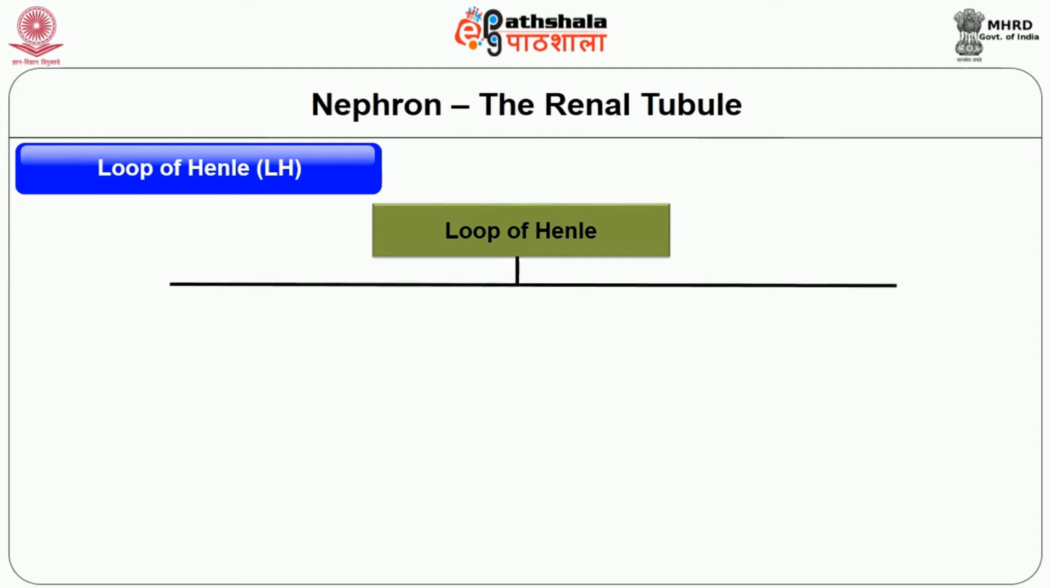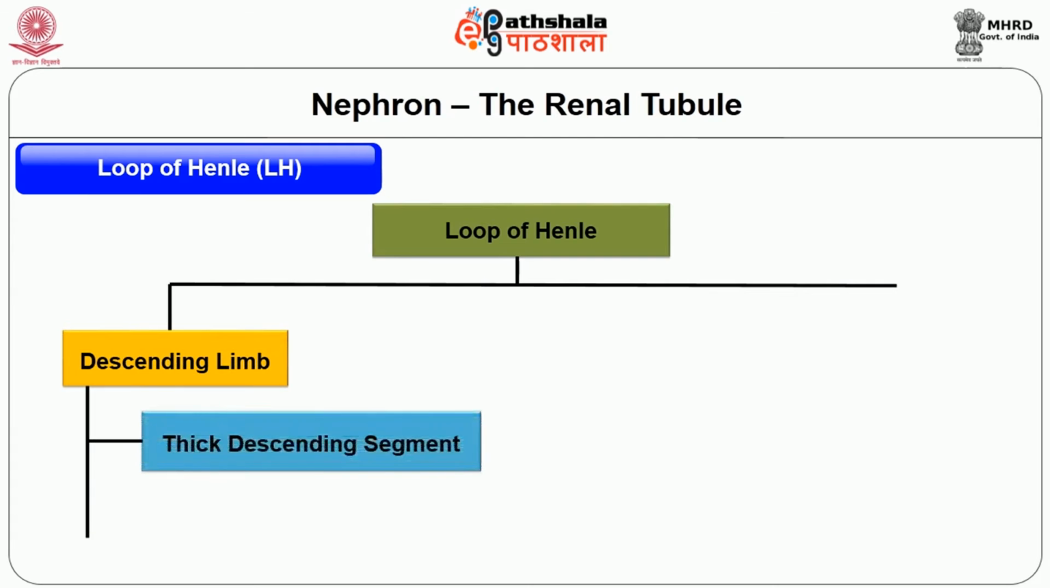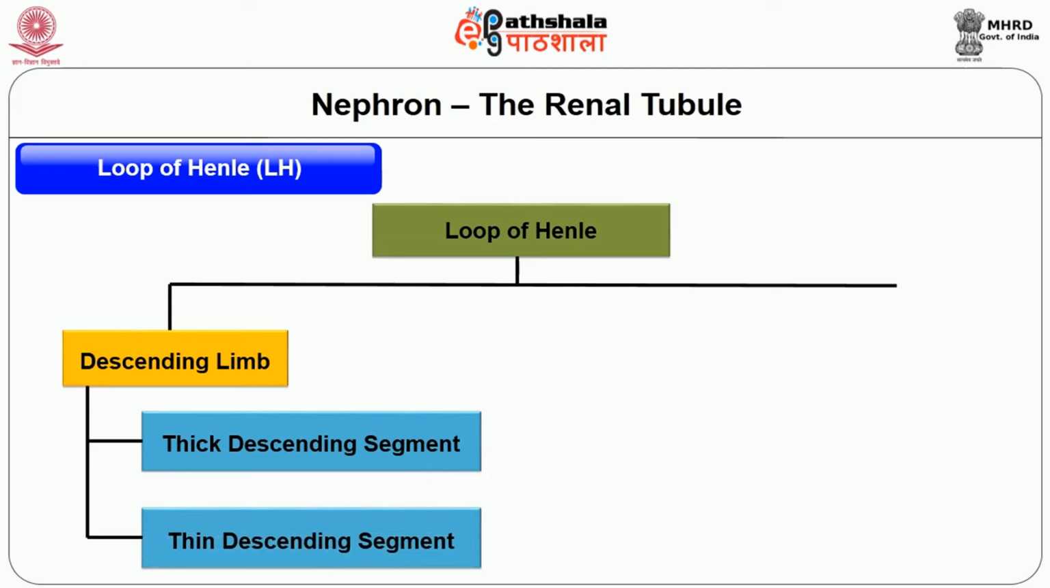The loop of Henle consists of the descending limb, which has two segments. The first is a thick descending segment of the loop of Henle. It is a direct continuation of the proximal convoluted tubule. It descends down into the medulla and has a length of 6 mm and a diameter of 55 microns. The next part is the thin descending limb.